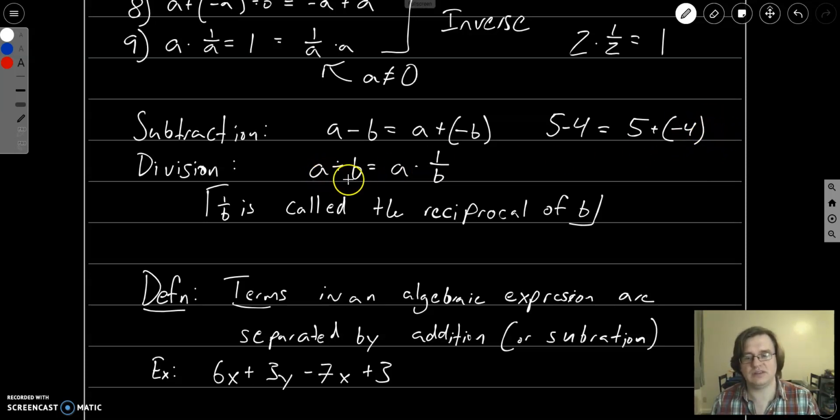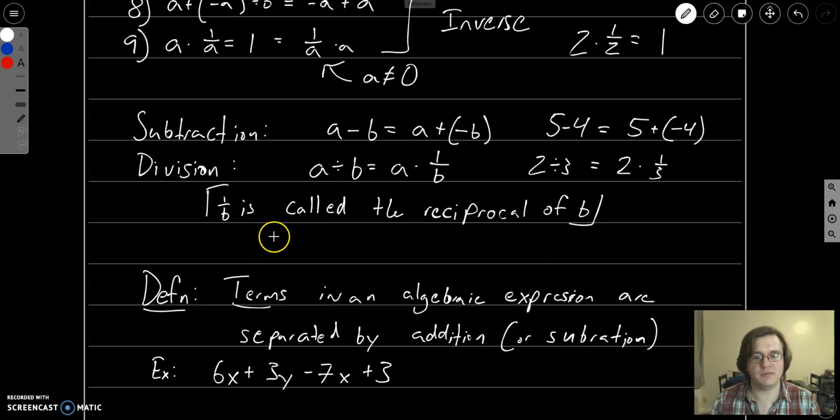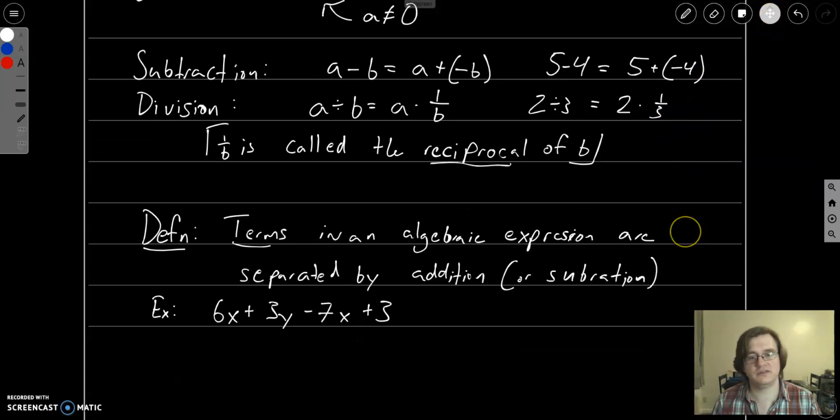Also, anytime that we see division, we'll just turn it into multiplication. So again, 2 divided by 3, I will normally write as 2 times 1/3. I called 1 over b the inverse of b a little bit ago. Another name for it is the reciprocal. So, for instance, 1/3 is the reciprocal of 3. 13/7 is the reciprocal of 7/13.